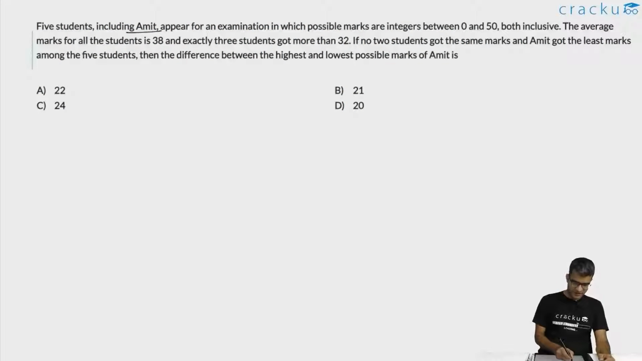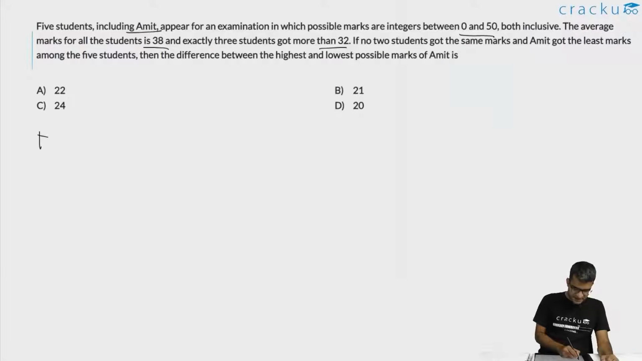In this question, we are told that there are 5 students, including Amit, who appeared in an examination, and they scored marks between 0 and 50, both inclusive. We are told that exactly 3 of the students scored more than 32, and the average of the 5 students is 38. We are required to calculate the maximum possible marks of Amit, who scored the least, and the minimum possible marks of Amit, and then calculate the difference between these 2 marks.